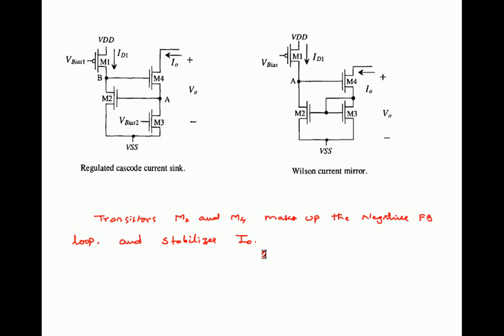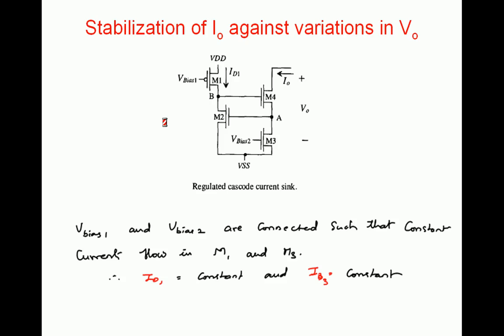In the regulated cascode current sink, transistors M2 and M4 form the negative feedback loop. In the Wilson current mirror also, M2 and M4 form the loop, and that negative feedback loop stabilizes I naught against variations in V naught. In the circuit diagram, V bias 1 and V bias 2 are constant voltages used to bias M1 and M3, so the currents through M1 and M3 are also constant. So ID1 is constant and ID3 is constant. Remember that. With the help of these two things, we say I naught is stabilized.